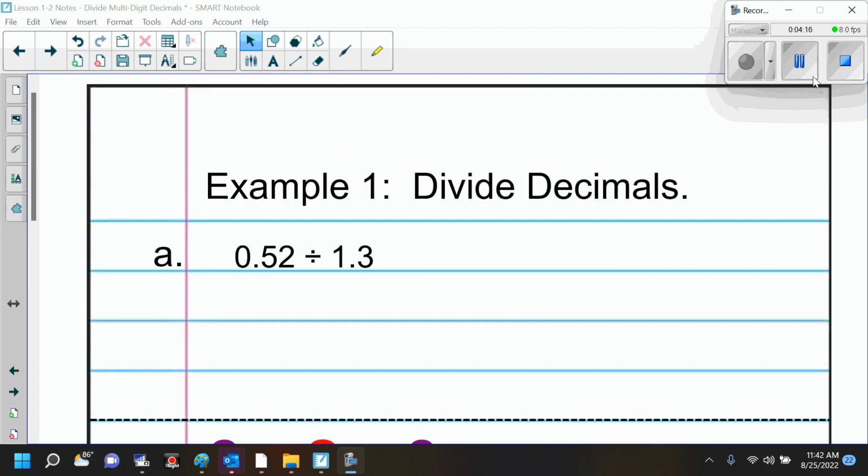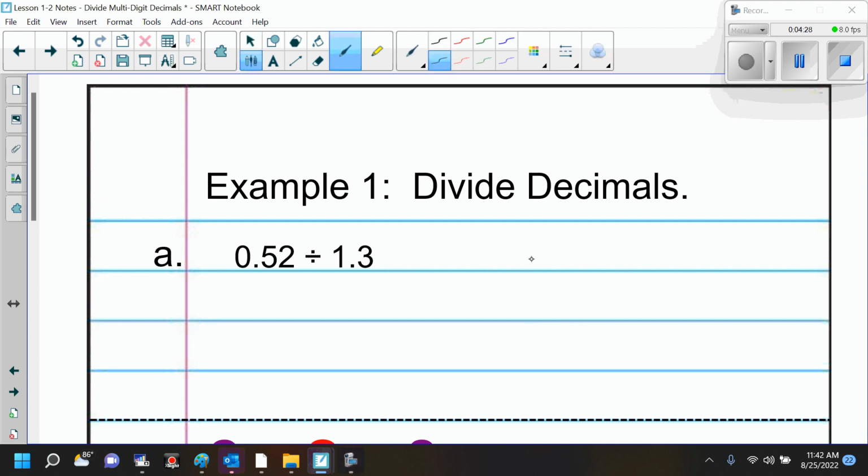So for example 1, we are dividing decimals. So here we are dividing 52 hundredths divided by 1 and 3 tenths. And again, we're going to do this using our traditional model, okay? So the divided by, remember, goes on the outside. So that 1.3 goes out here. And the 52 hundredths, 0.52, goes under the division sign, okay?